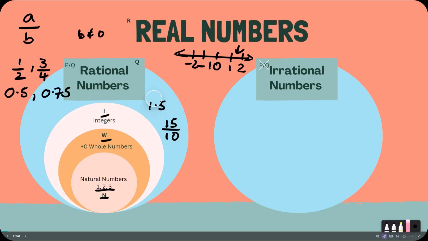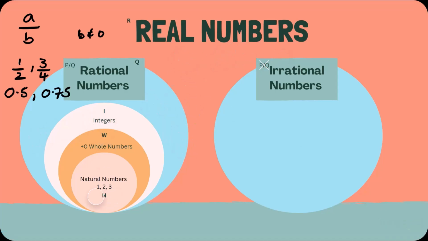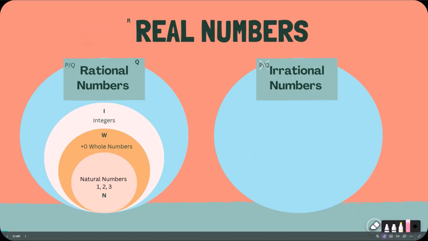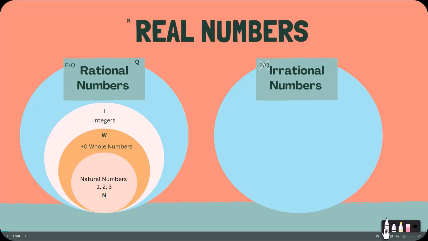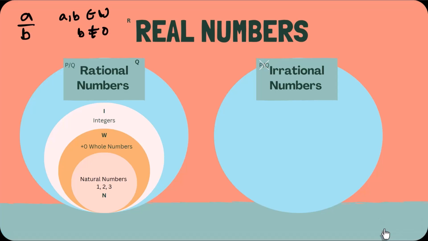So we have fractions, whole numbers, natural numbers, and integers. All these different types of numbers come under rational numbers. So fraction is under rational number. So what is a rational number? Like I said, fractions we write in a by b form, where a and b belong to whole numbers and b is not equal to 0, because we cannot divide by 0, okay?